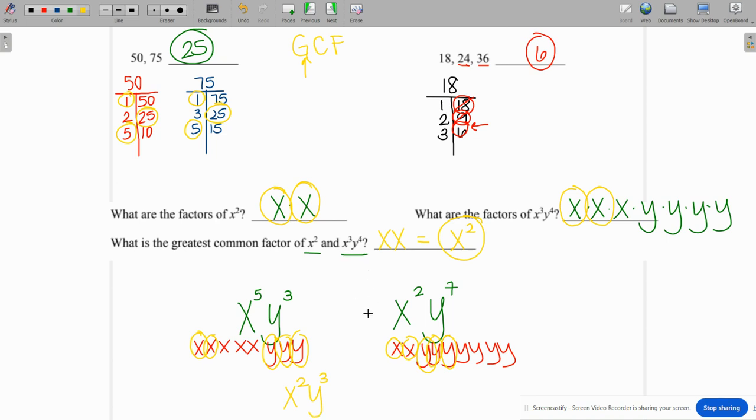So what this turns out to be for your GCF, you'll notice that the exponent here, x squared, of your two options, x to the fifth and x squared, it's the smaller of the two exponents. And then y cubed, well, of your two powers of y, y cubed and y to the seventh, it's the smaller one. So that's how you can quickly find your GCF.